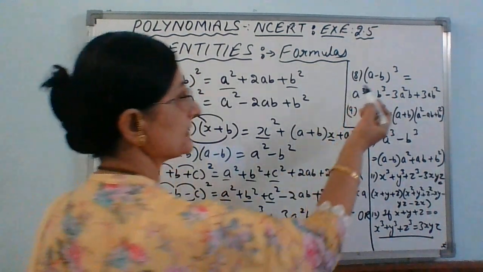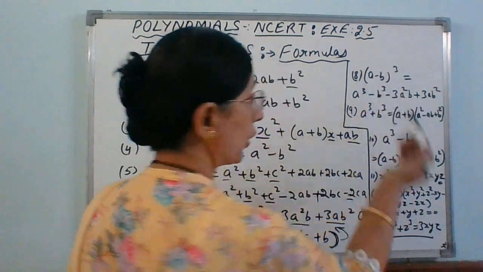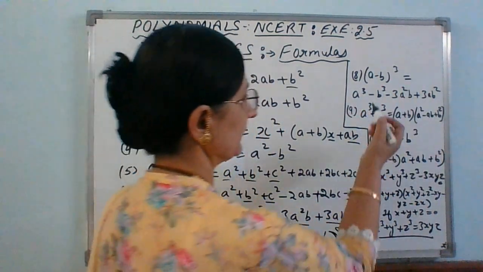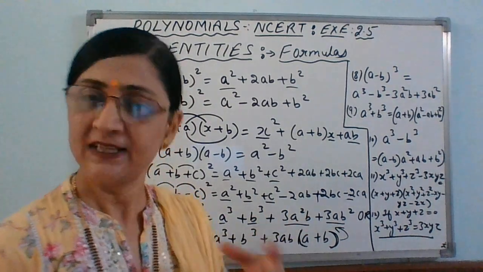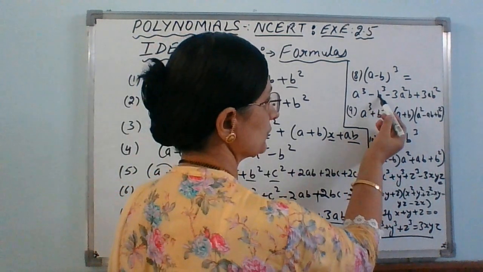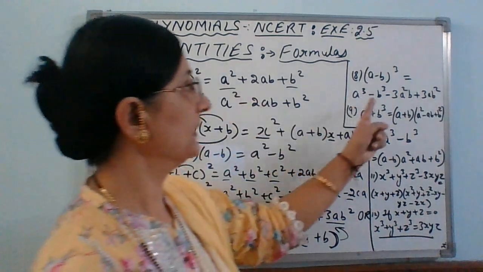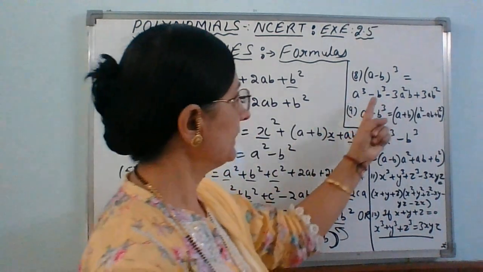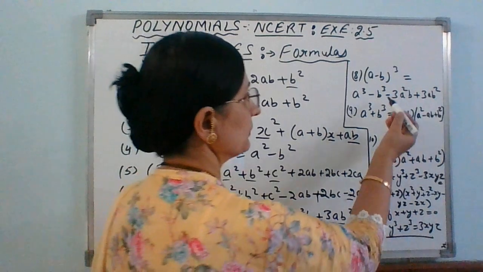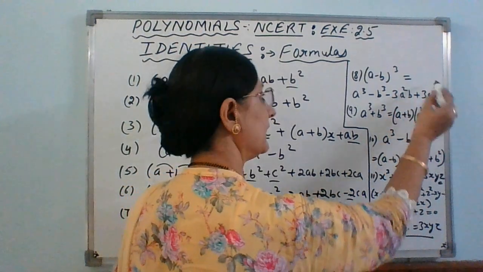right? Now here b is negative. Where b comes an odd number of times, like here b cube, cube is an odd power, so it has to be negative. So this negative is due to b. Here it was b square, squares are positive, but cube is an odd power, so it has to be negative here. So minus 3a square b plus 3ab square.